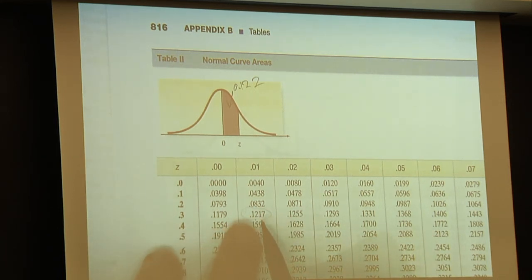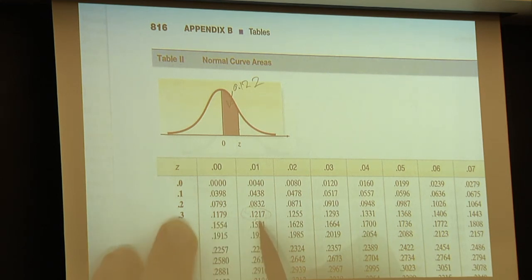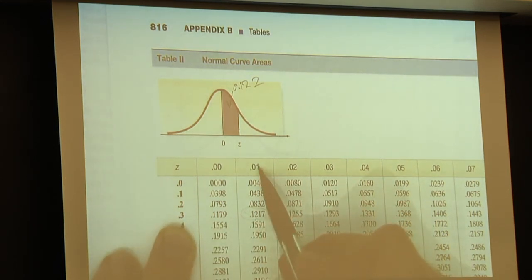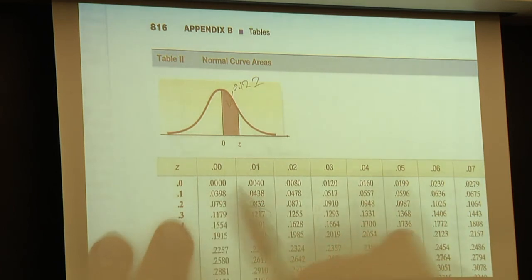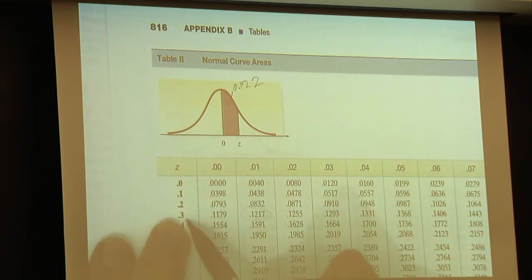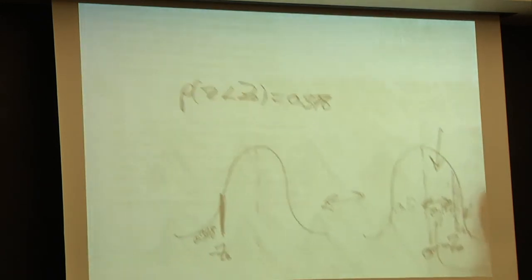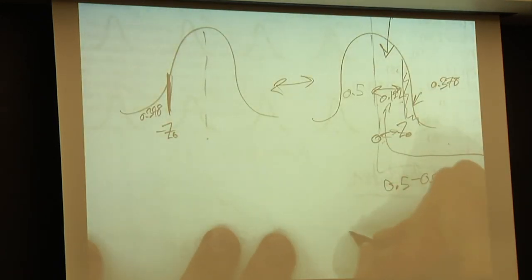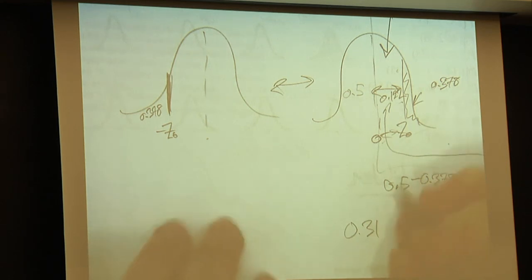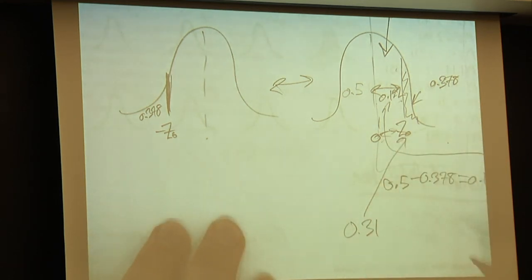So now I want to know what's the z that corresponds here. We have 0.3, and this is not 0.301. This is just 0.31. This is our hundredths place, right? So I'm going to write that number down. 0.31. And that number corresponds with the z right there.